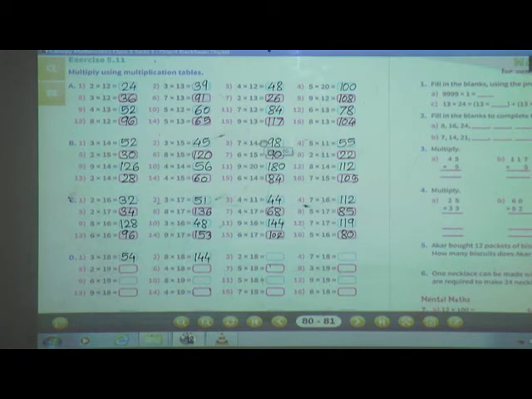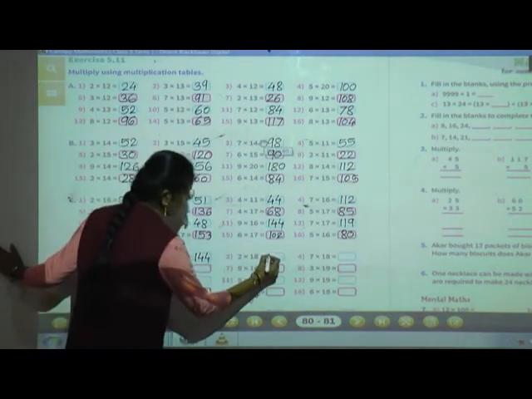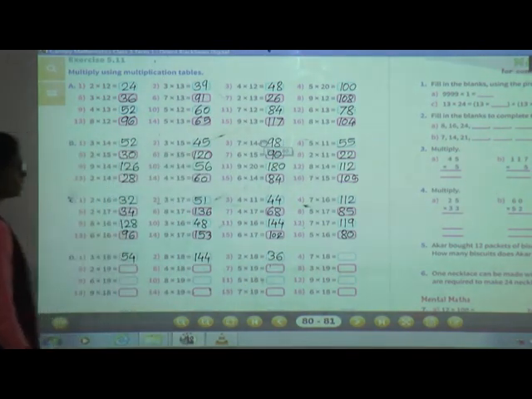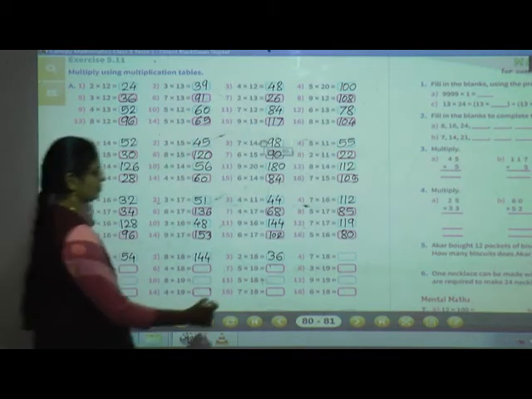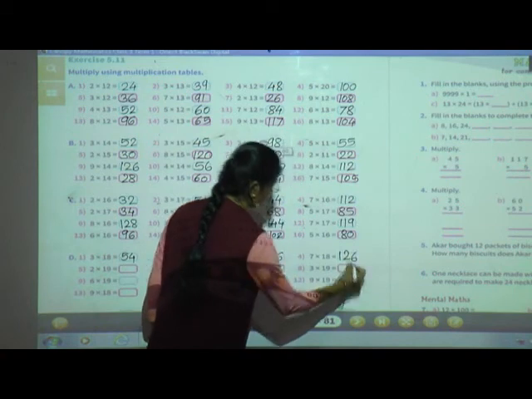Next, 2 into 18. Say the table of 18 again. 18 2s are 36. See, all the times you have to say the tables. Always you have to say the table and then only you have to write the answers. Next, 7 into 18. Say the table of 18 again. 18 7s are, yes, 18 7s are 126.